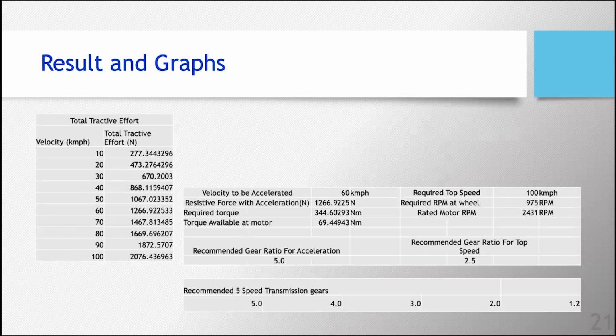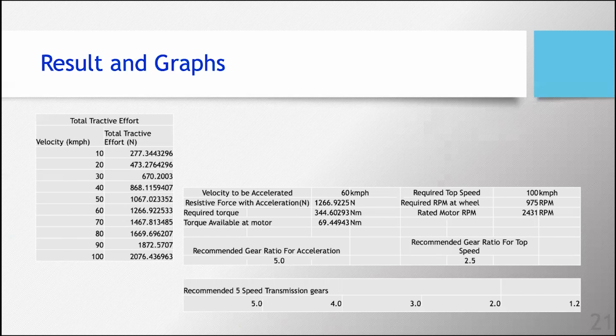According to our performance requirements, the requirement is, from a standstill position, to reach 60 kmph under 8 seconds, but we have considered 6 seconds because we are going to have some losses in the drivetrain and all. So we have reduced 2 seconds so that we can achieve the target.